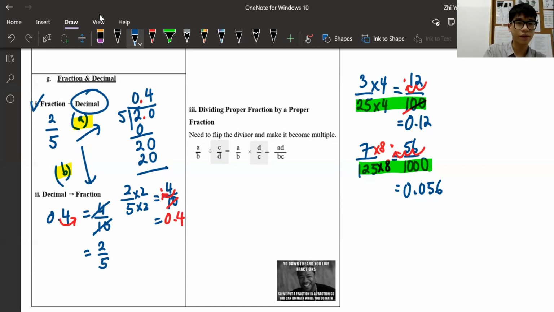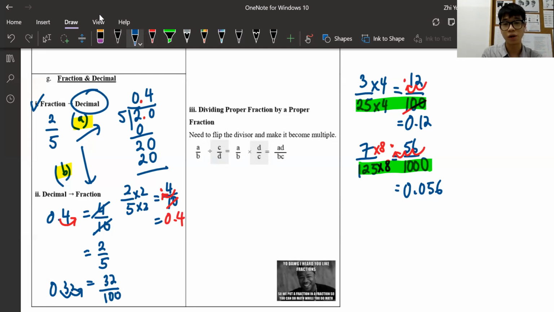Okay, let me give you another example. If, for example, I give you 0.32, and 0.32, how can you do it? Same concept. We move 2 times to the right, 32 over 100. Okay, because you move 2 times, you need to put 2 zeros back here. Okay, and again, you need to simplify.